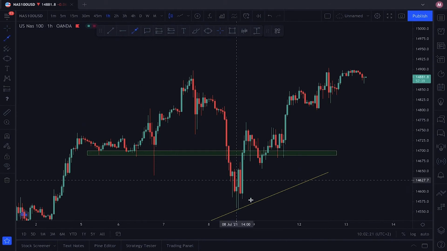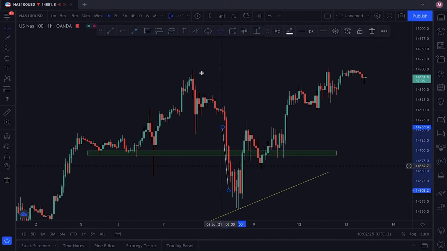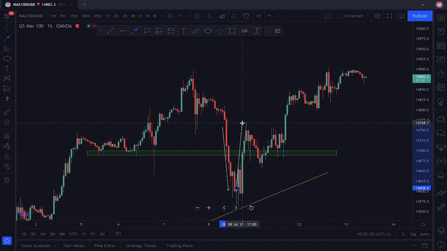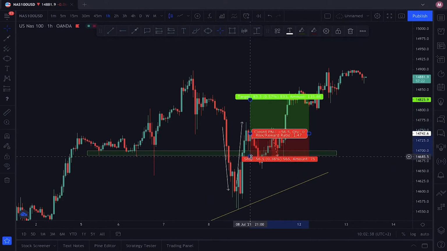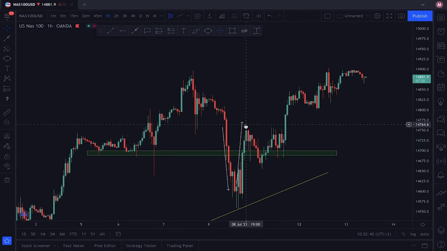So what happened was, price broke below our area of support to make it resistance, and then it broke back above to make it support again. So that's why I took the buy trade right there, and it did actually take me out because my stop loss was too small. But then price did something very interesting.